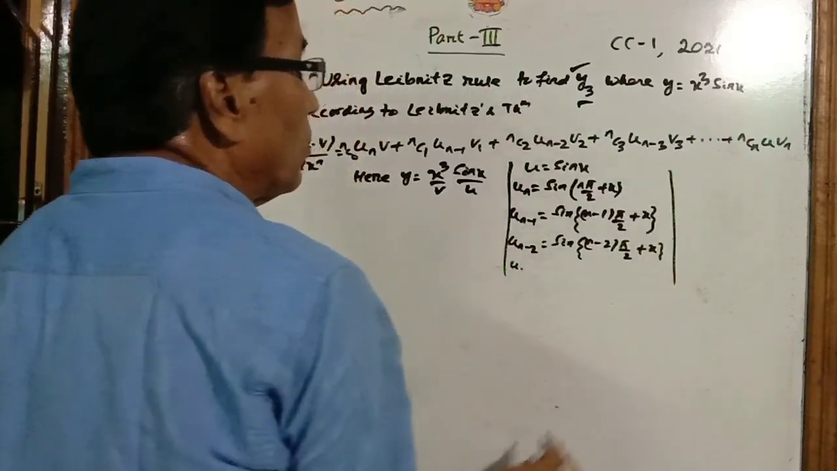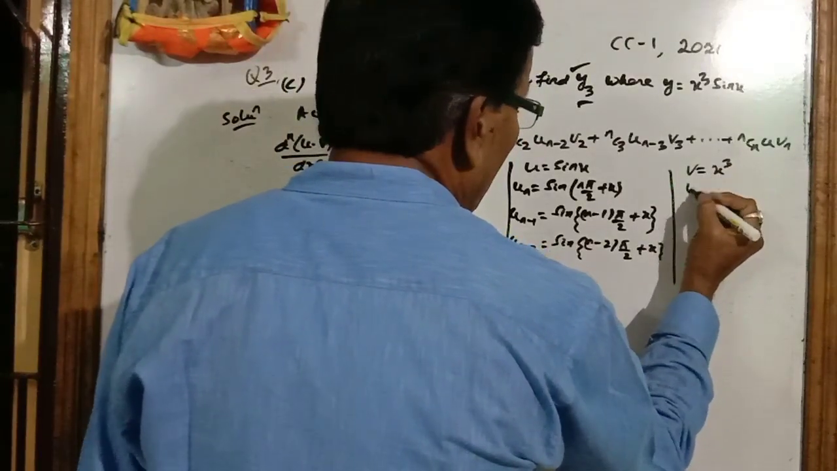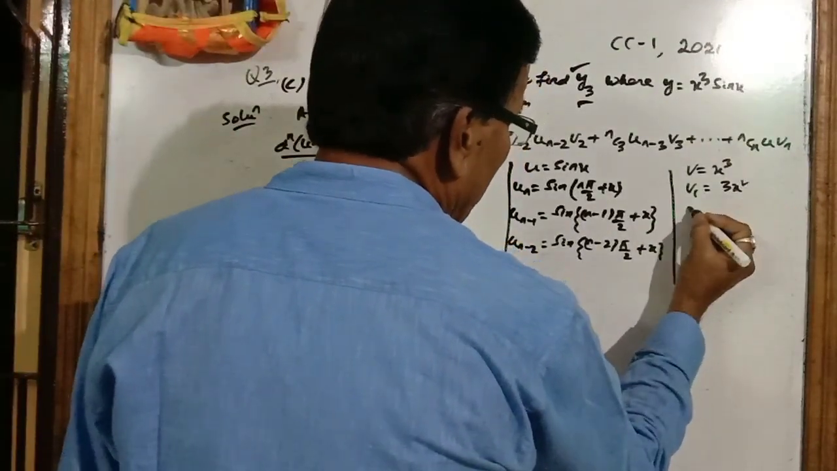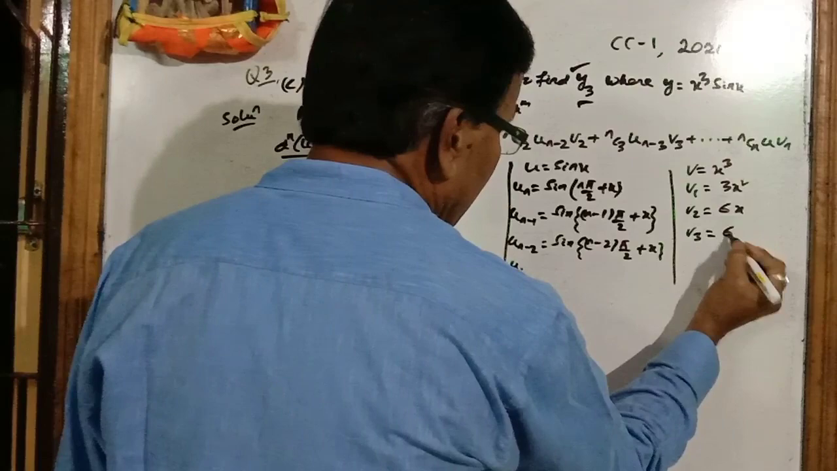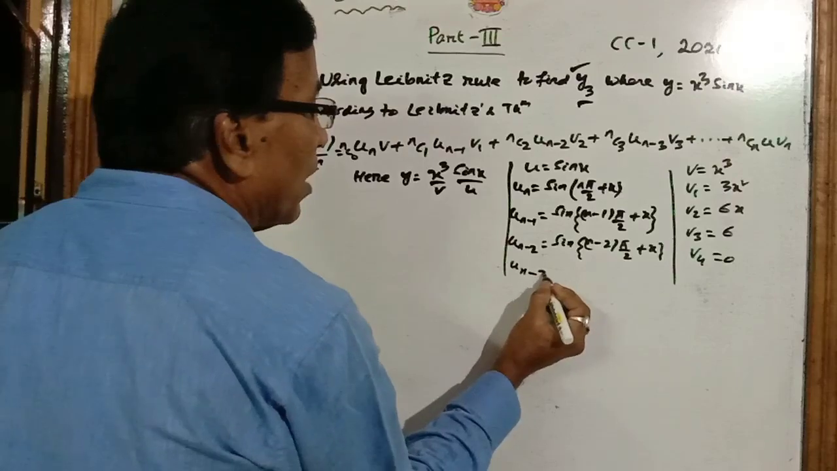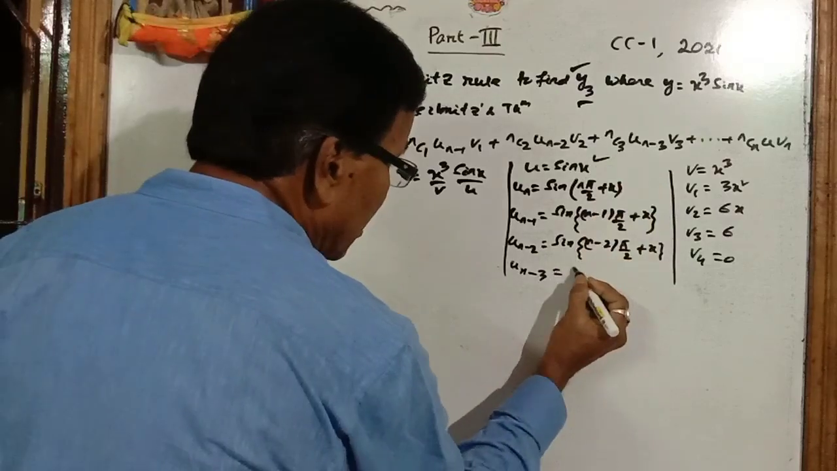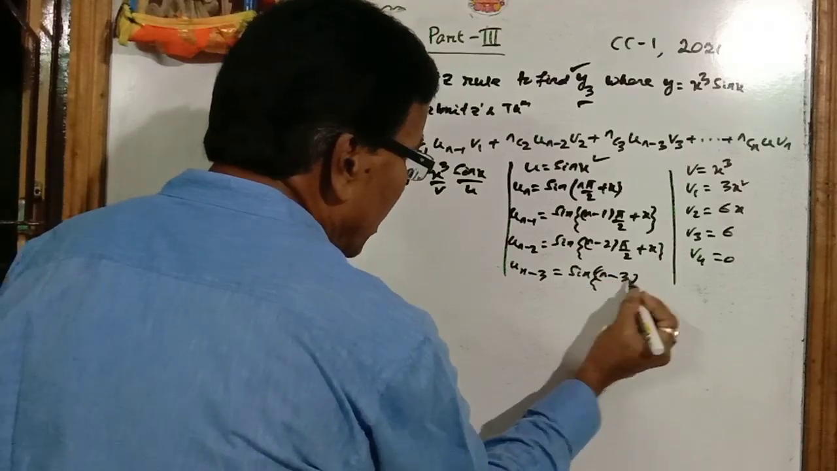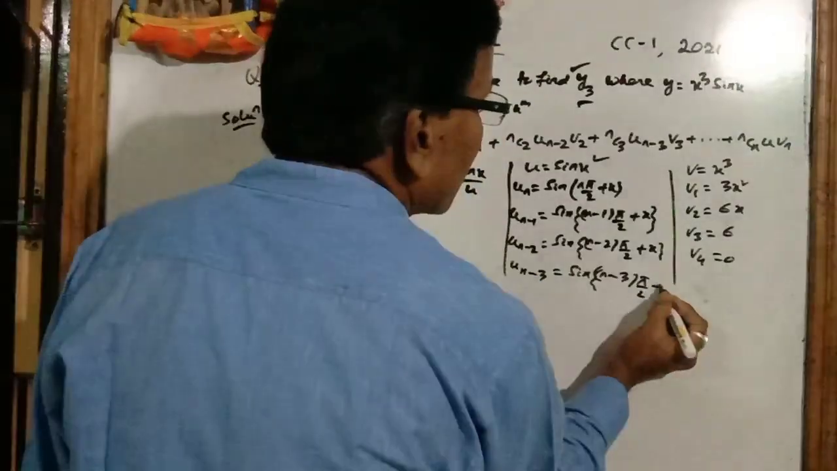Similarly, u subscript n minus 3. Again, here we will take v is equal to x cube. What about v subscript 1, the first derivative? It is equal to 3x square. V2 is equal to 6x and V3 is equal to 6 and V4 onwards it will be 0. So here u subscript n minus 3, the n minus third derivative of sin x, is equal to sin of (n minus 3) into pi by 2 plus x.